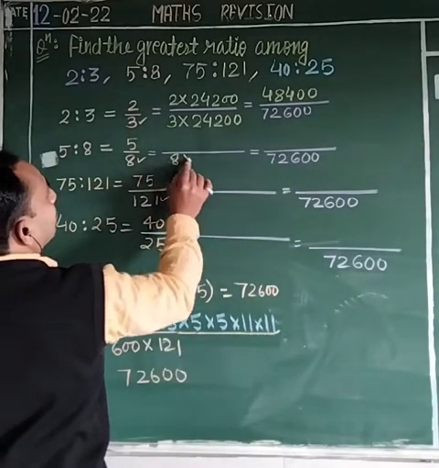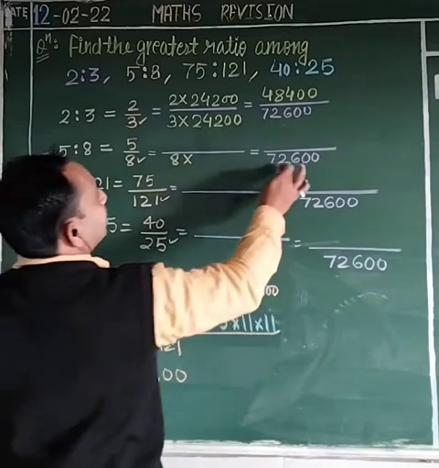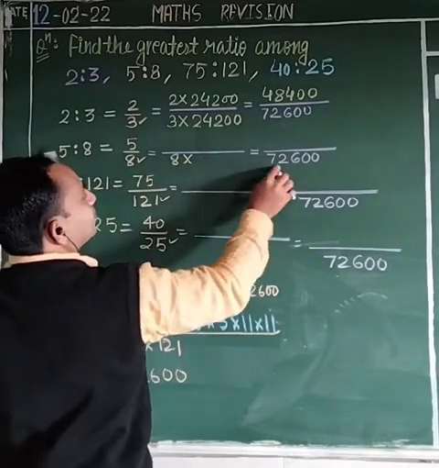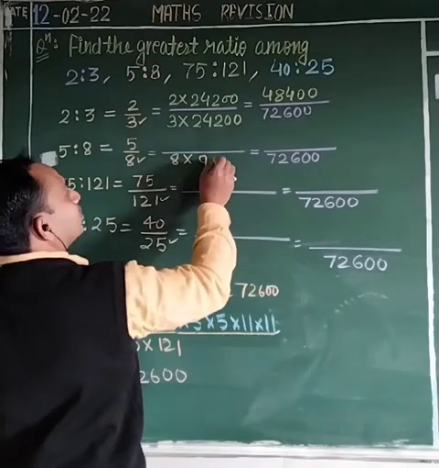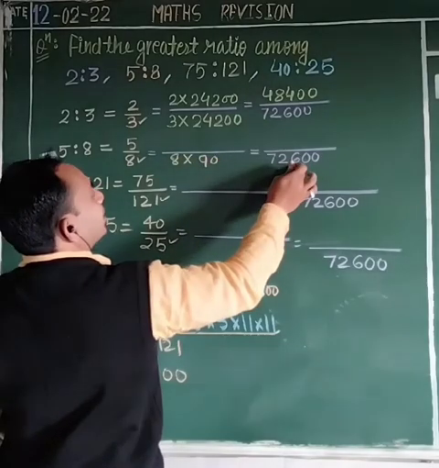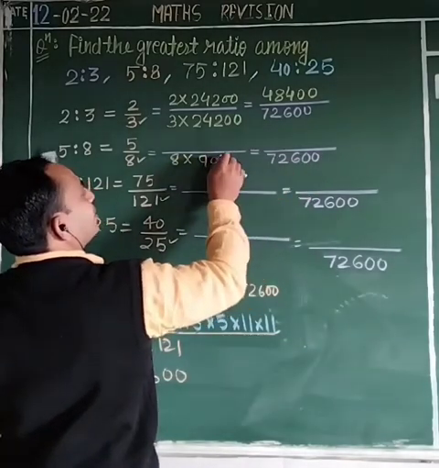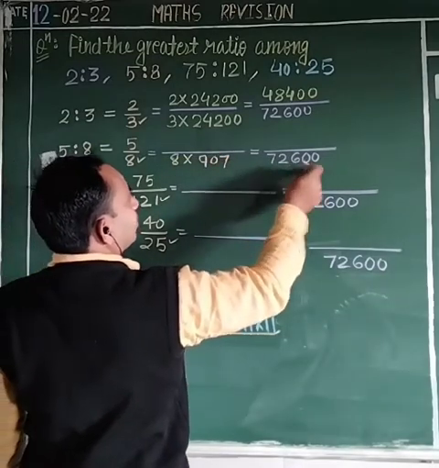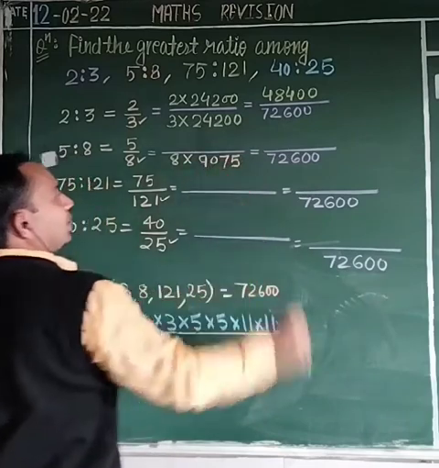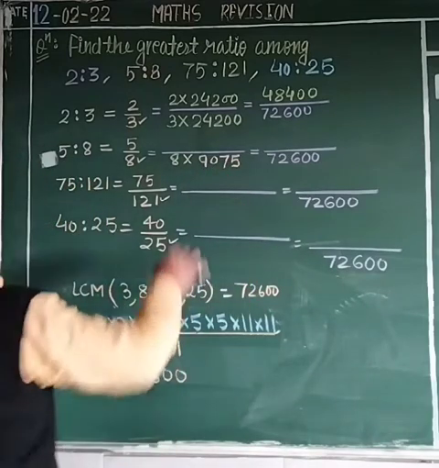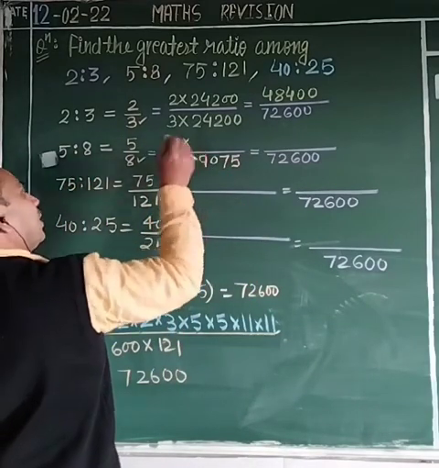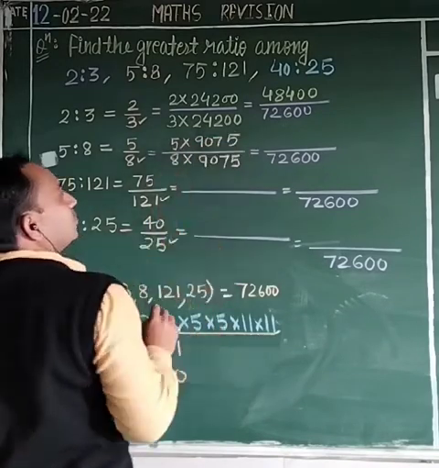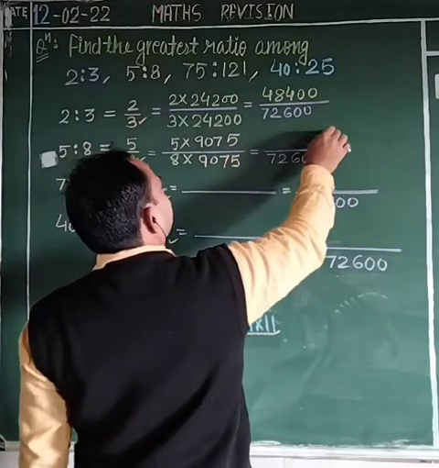Now 8 multiplied by what will come to this number? So for this, 8 9s are 72, 8 7s are 56, and 8 5s are 40 class. Same. So the numerator is also multiplied by 9075. Okay, so this will come.